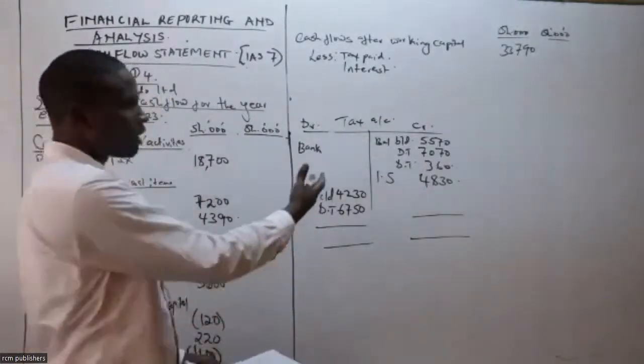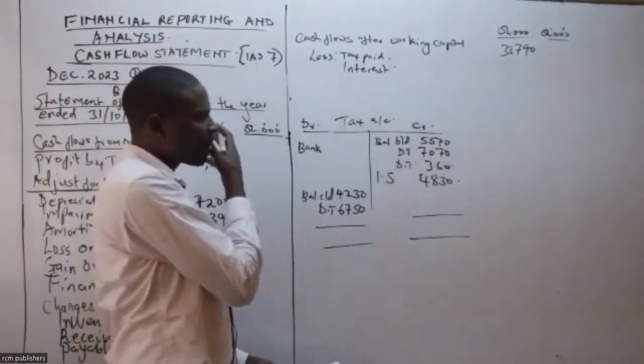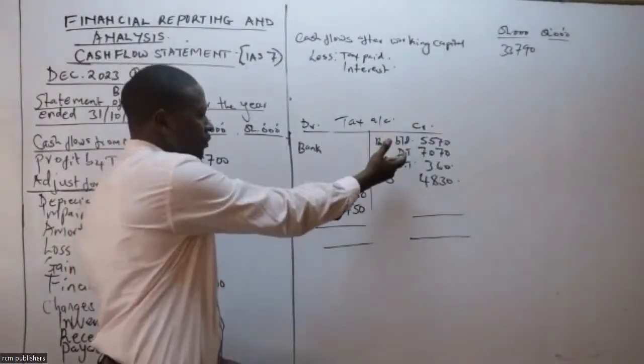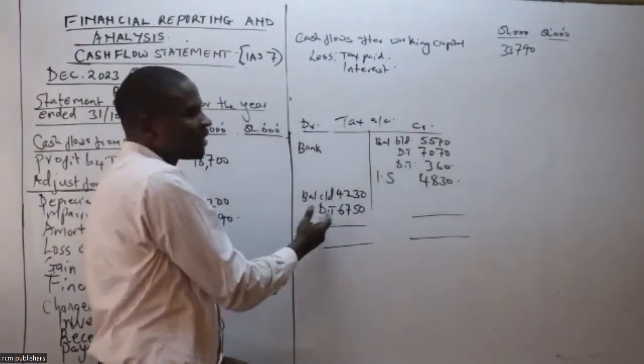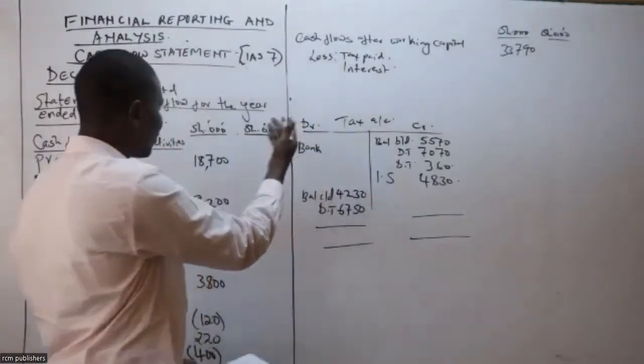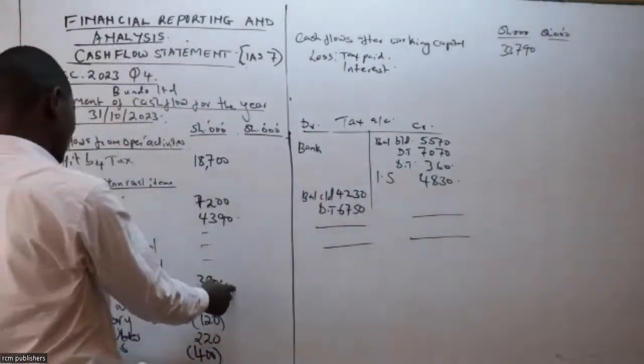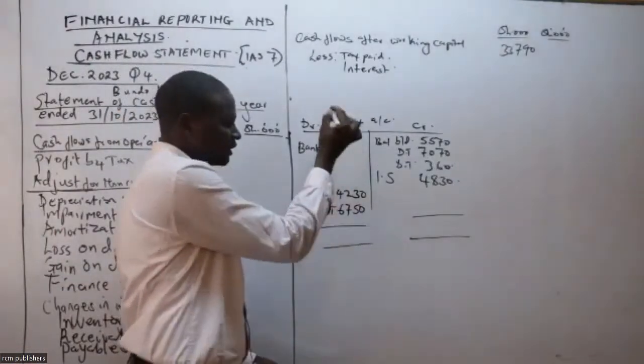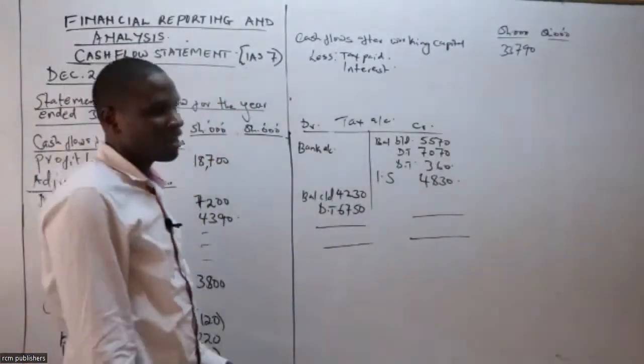You will do the same, by the way. For the interest, you also draw the same T account. You take the balance brought down, you take the balance carried down, and then from the income statement, you had your finance cost of 3800. And you will get the bank account. The money that has been paid will be on that side.